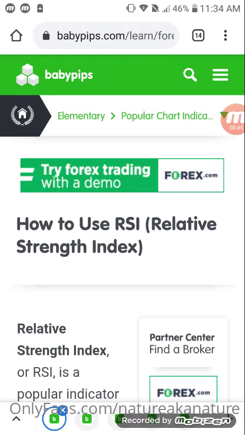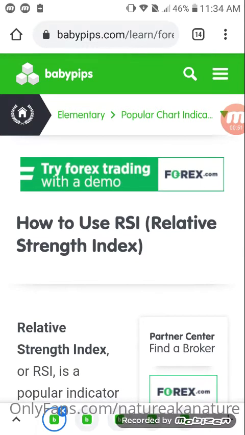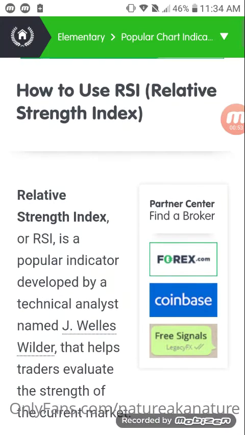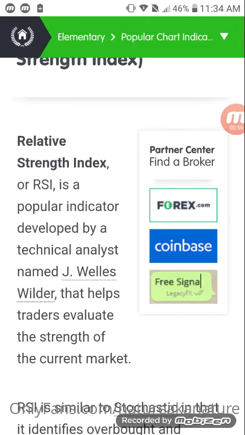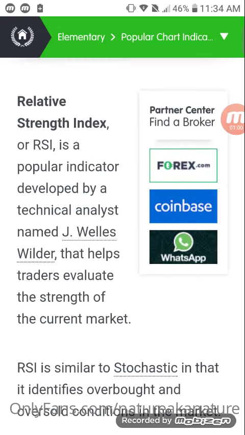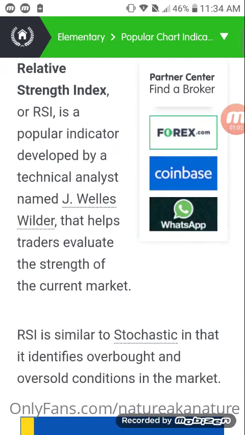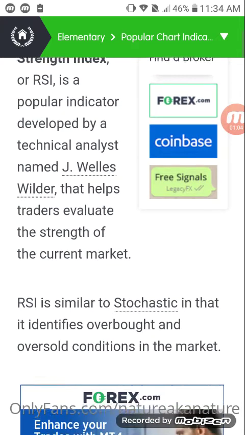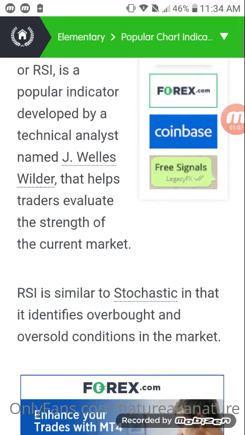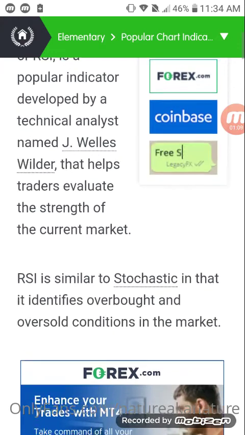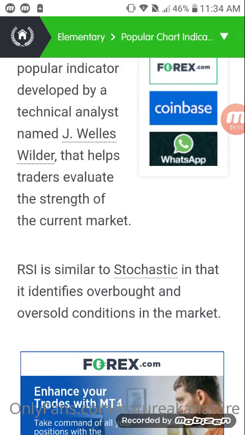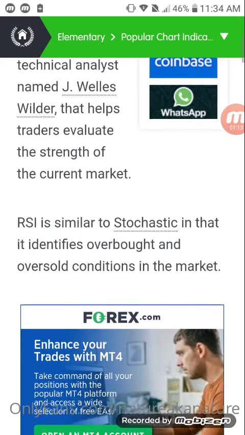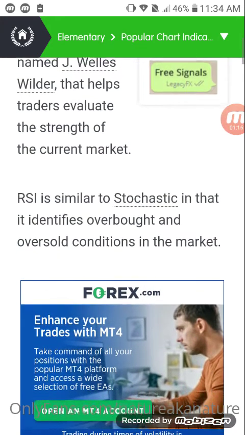This is in the MetaTrader 4 app. You'll see it at the bottom, and you'll see the numbers. So how to use Relative Strength Index? Let's go over it. It's very simple. The Relative Strength Index, or RSI, is a popular indicator developed by a technical analyst known as J. Welles Wilder, and it helps traders evaluate the strength of the current market.